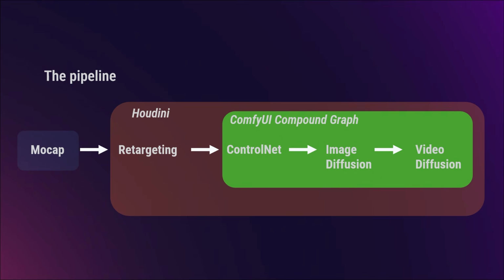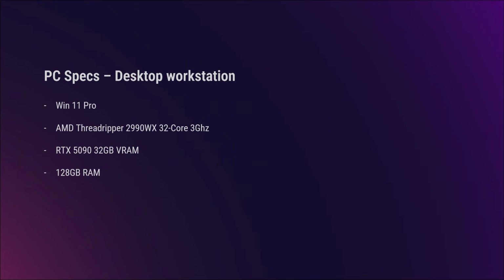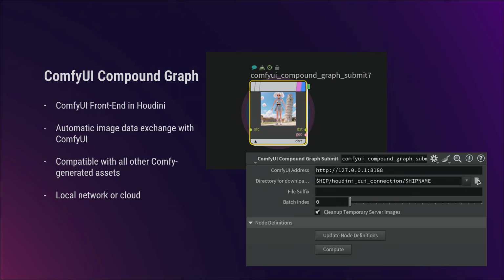So now we're going to jump into ControlNets, image diffusion, and video diffusion. For that, we definitely need a stronger computer. We are running with a 5090 now and a much bigger bandwidth of RAM and a much stronger processor. And all of this is happening in the ComfyUI compound graph, which is the front end of ComfyUI inside of Houdini. It allows you to automatically exchange data between Houdini and ComfyUI. It's compatible with a lot of other different assets that can be generated there.